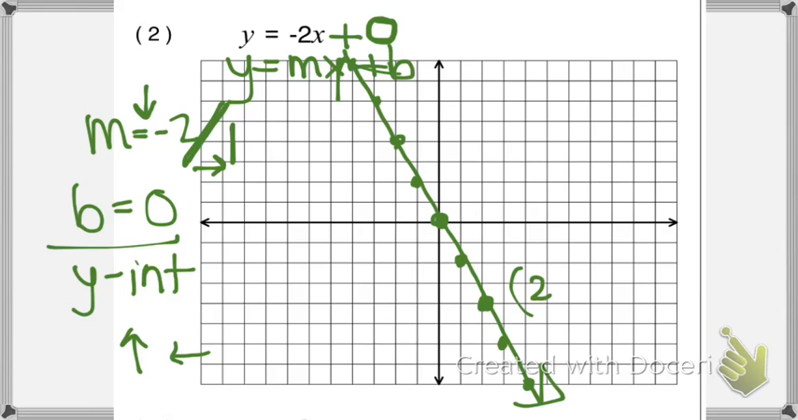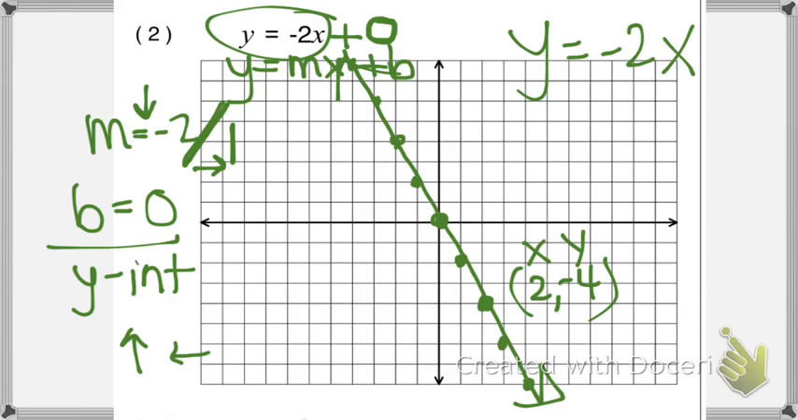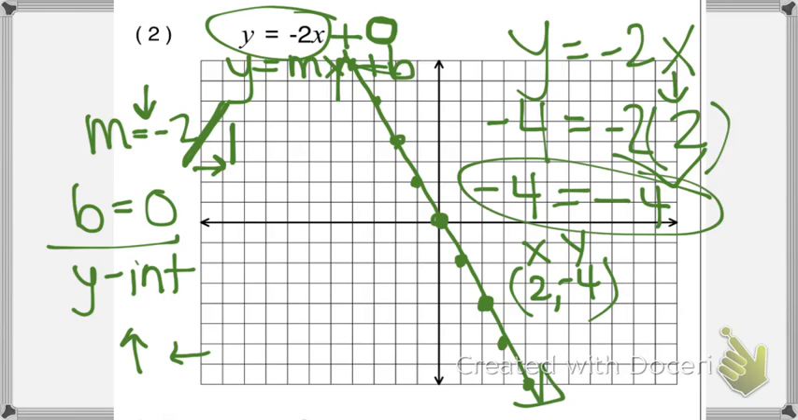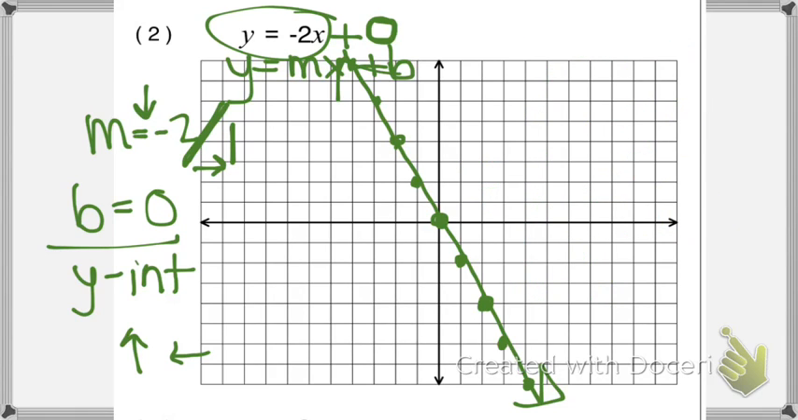And so now if I pick any of these solutions, let's say I pick this one here, that's the point 2, -4. That's our x, that's our y. If I plug them into my equation, right here, y equals -2x. If I plug in the y, so -4 equals -2, and I plug in x, it should equal, and sure enough, -2 times 2 is -4, and -4 is equal to -4. So that is a solution. That'll work with any point that I choose on the line.